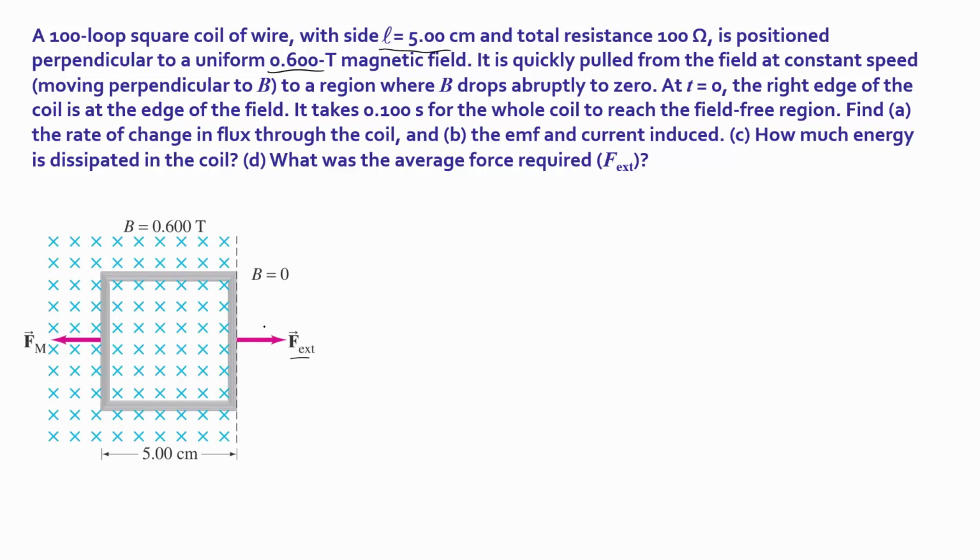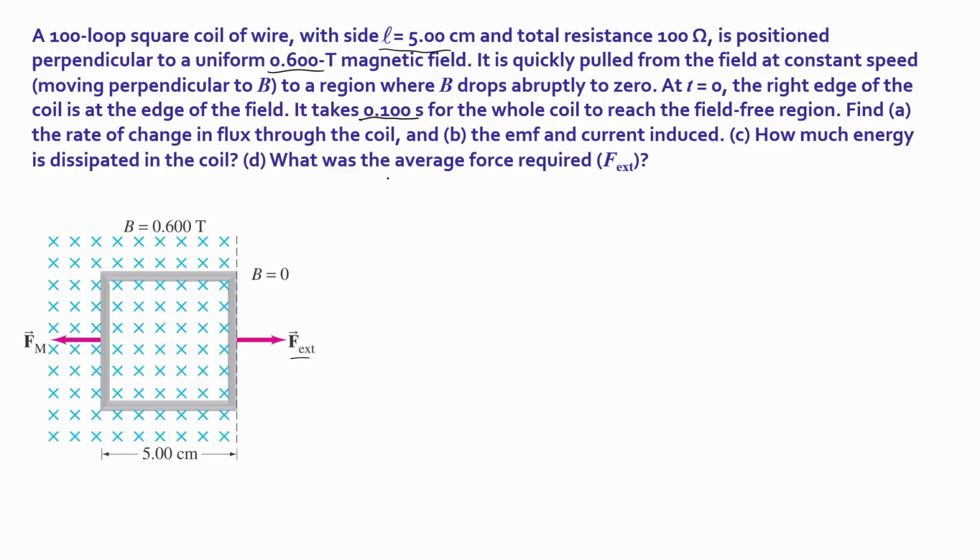But once this side is out, you're going to have a force on this side and not a magnetic force on this side. So you have to apply a force to pull it out. Alright, so part A, we want to find the rate of change of flux in the coil if we're pulling it out of this magnetic field in 0.1 seconds.